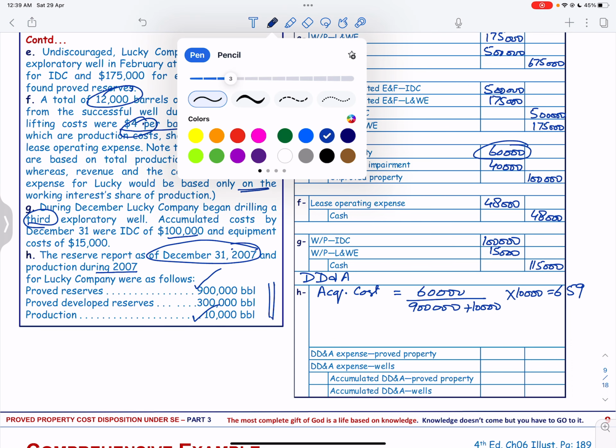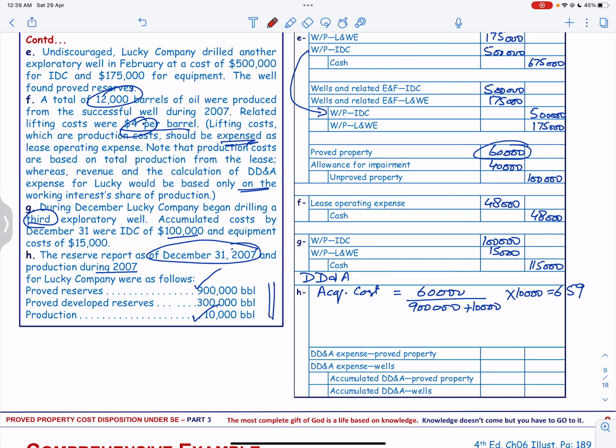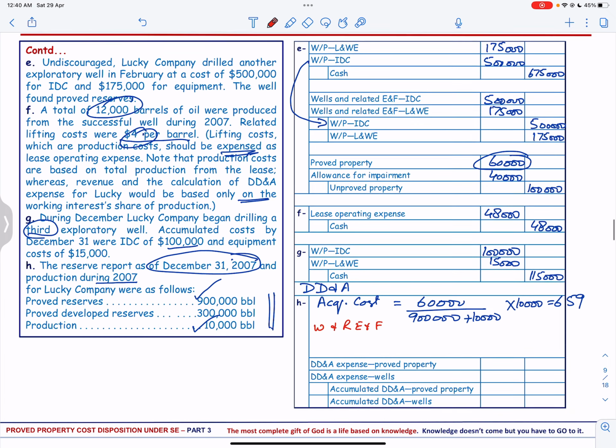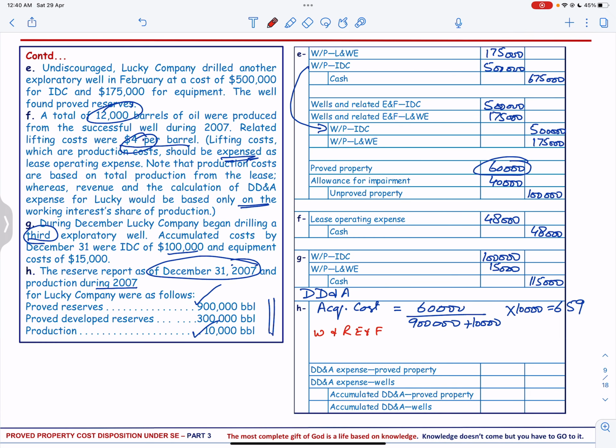At the same time, we will also calculate the DD&A for wells and related equipment and facilities. Now you can see that the book value at the year end for the intangible drilling cost and equipment was 175 plus 500, that is 675, divided by proved developed reserves, that is 300,000.